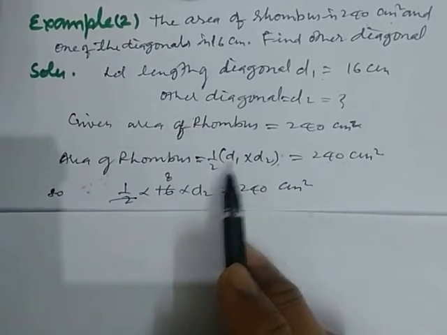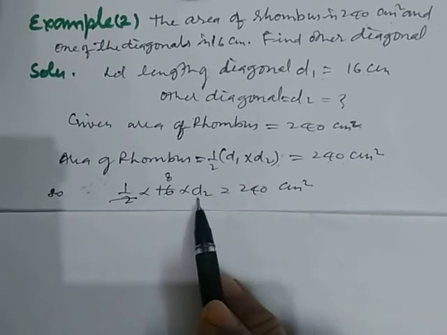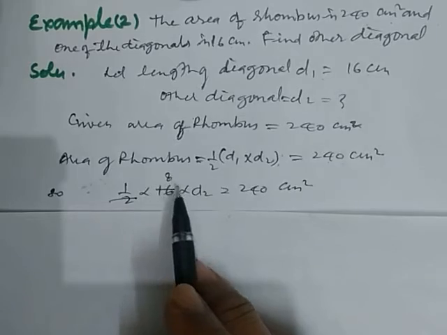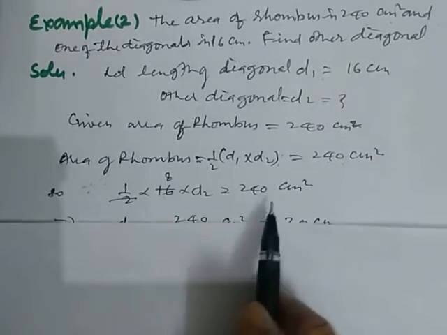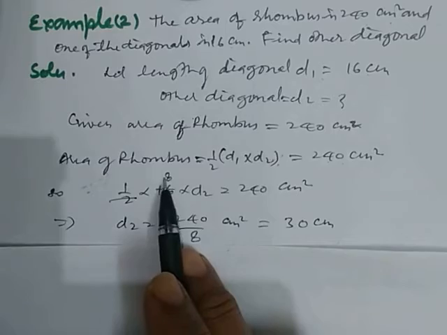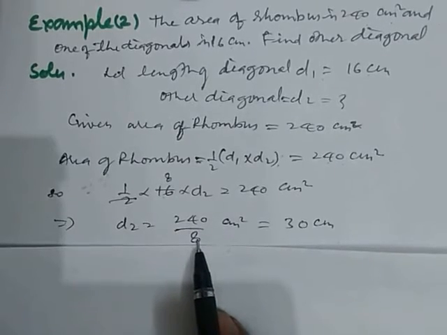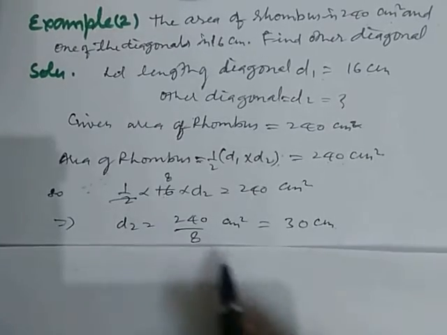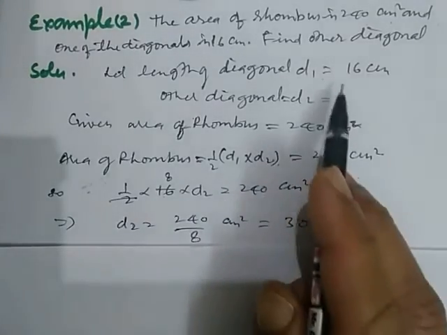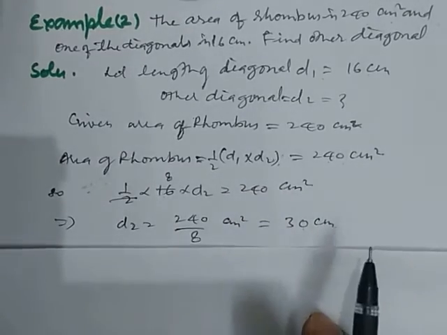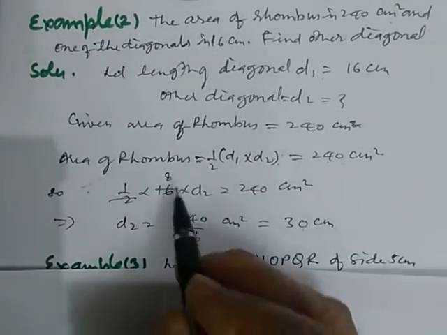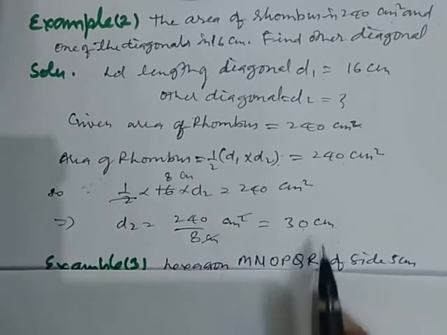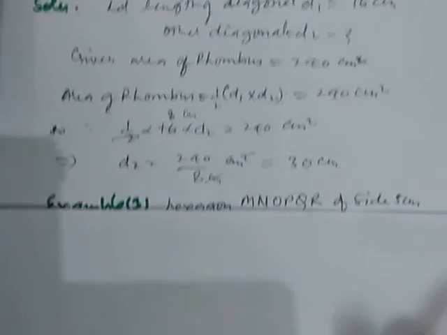Now we put the value of D1, 16, and D2 here. By dividing 16 by 2 we get 8. 8 into D2 equals 240 centimeter square. So D2 equals 240 upon 8, which is 30 centimeter. This is D2. Diagonal D2 is 30 centimeter. This is also in centimeter, so the units cancel out and we get 30 centimeter. Next example.